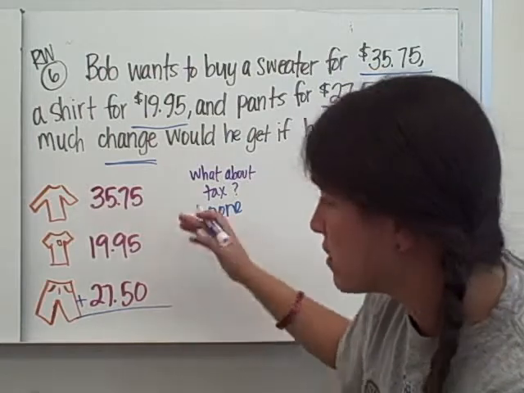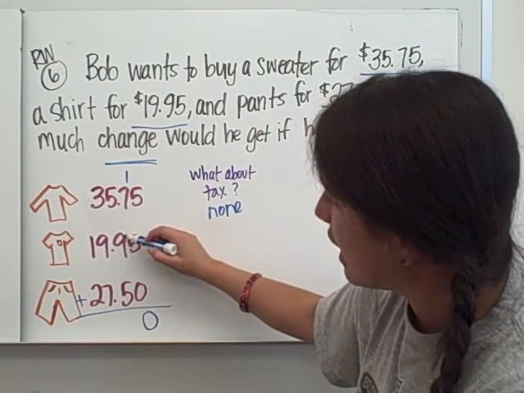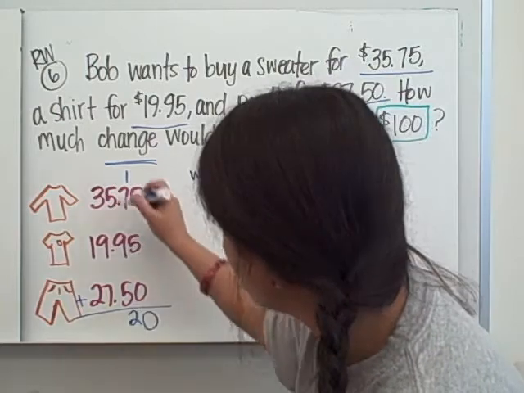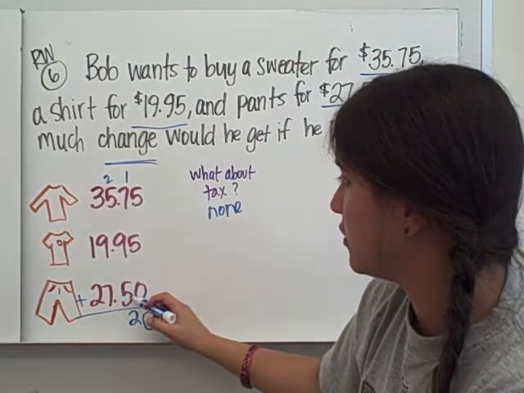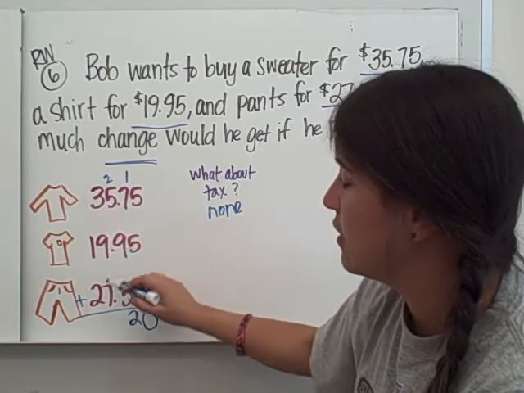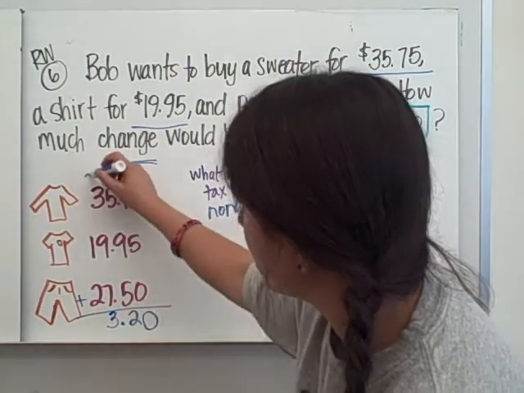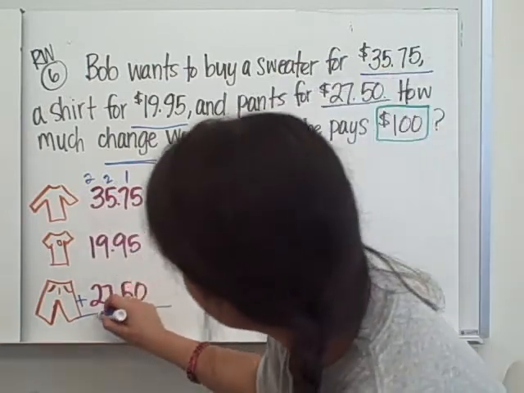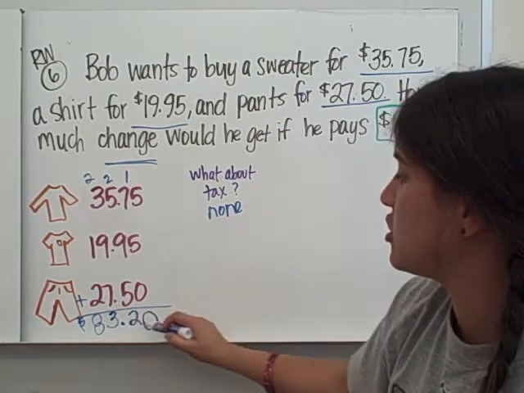I don't need any placeholders. So 5 and 5 is 10. 8 plus 9 is 17. Plus 5 is 22, I think. 8, 10, 17, 22. 2 and 5 is 7. Plus 9 is 16. Plus 7 is 23. Whoops, bring down your decimal. 23. 2 and 3 is 5. Plus 1 is 6. Plus 2 is 8. So 83.20. 83.20 is how much he has spent.